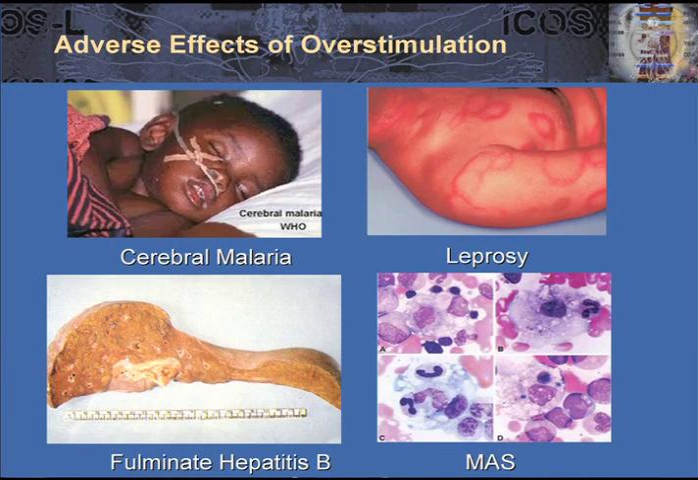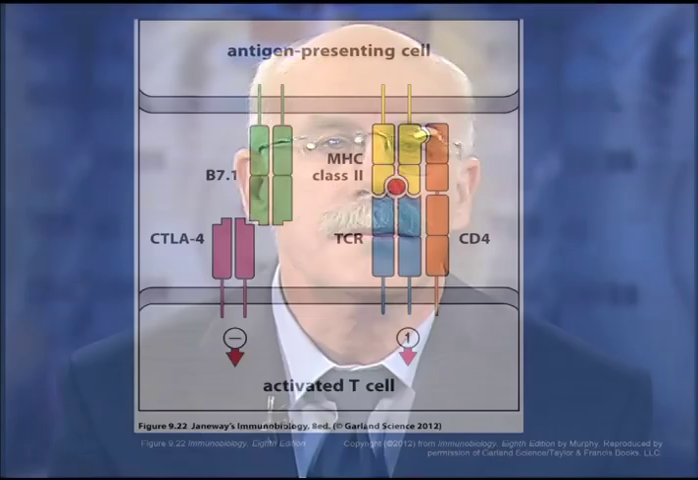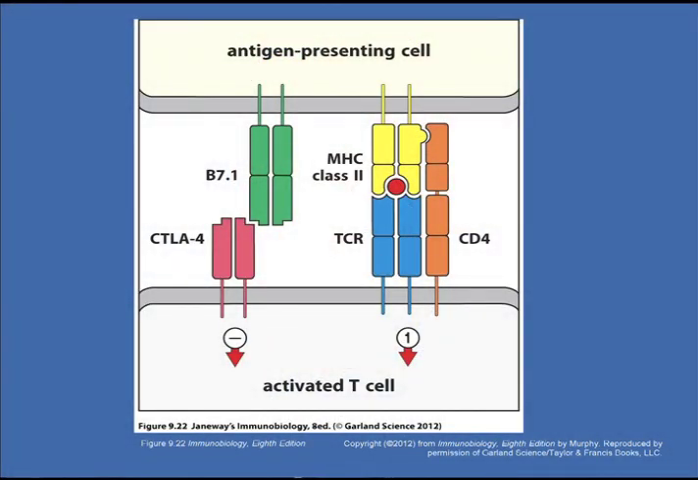Some of the adverse effects of overstimulation are shown here, things like cerebral malaria or fulminant hepatitis B, or macrophage activation syndrome, or the reversal reaction you see with lepromatous leprosy when it gets treated with drugs. All of these are examples of overstimulation of the immune system, and this really needs to be controlled. So one mechanism the immune system is controlled is by having a co-inhibitory receptor, and in fact we have many of them, that downregulates the immune response of T cells.